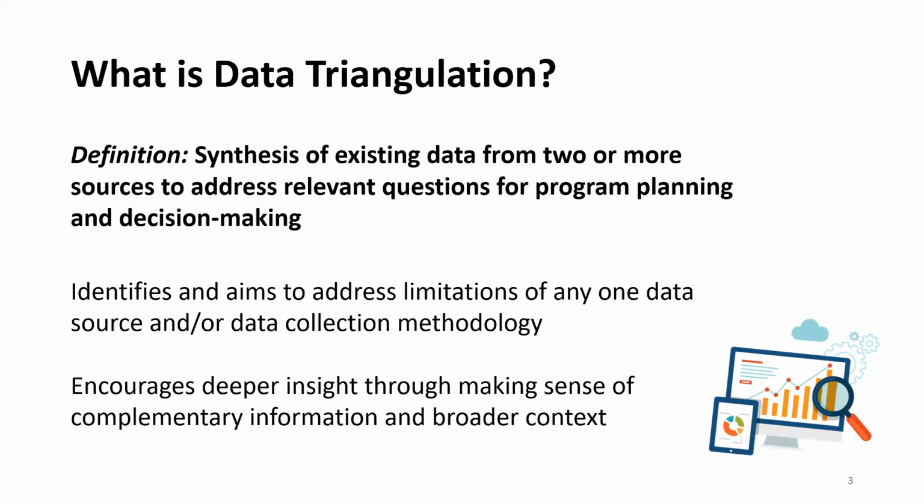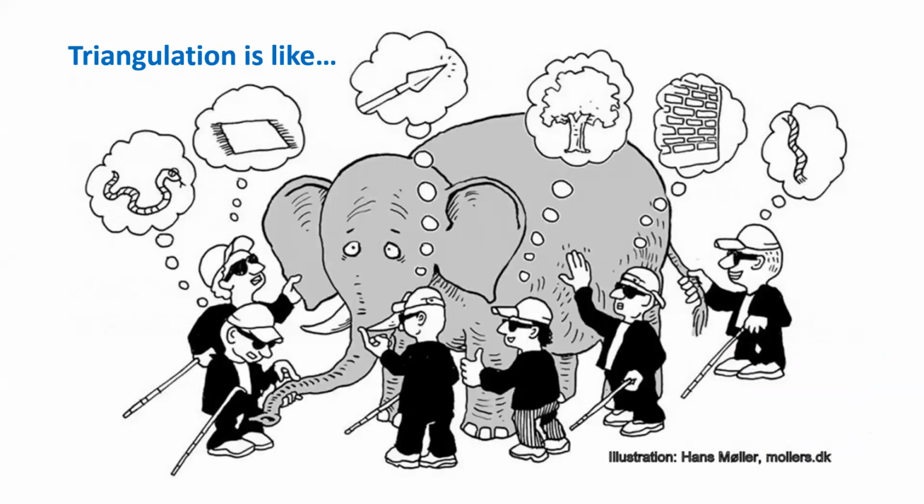So I'm not sure if anyone on the call is familiar with the parable of the blind man and the elephant, but this is really what data triangulation is like. As you see here, there's a number of blind men and they're all touching a different part of an elephant. One's touching his ear and thinks it's like a rug. One's touching his trunk and thinks it's a snake. One's touching his leg, thinking it's a tree trunk. And it really takes all of the men working together to understand the bigger picture, that they're all actually touching the same thing, and that's an elephant. So triangulation is very similar to that. It takes a lot of different perspectives and data sources to get a deeper understanding of the immunization program you're working in.